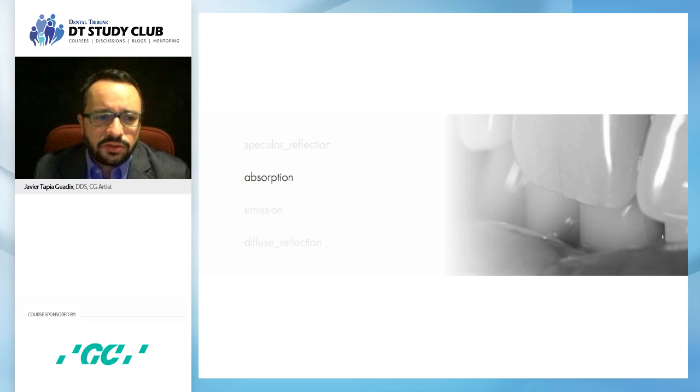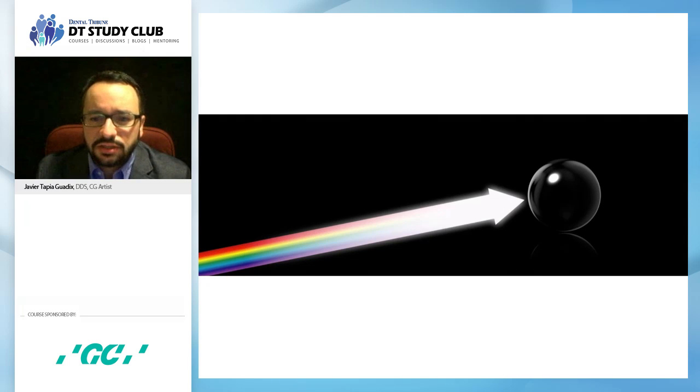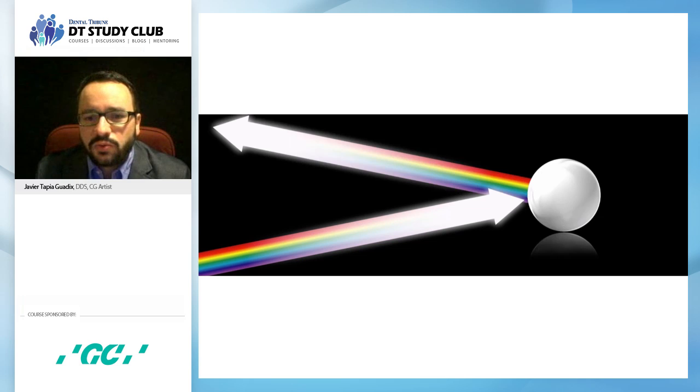So let's move into the next parameter, the absorption. Absorption is very simple, very straightforward. When we have a black object, the black object is actually black because it's going to absorb all the light that is hitting this object. While when we have a white object, it's actually the opposite. All the light that is going to hit the object is going to be reflected back.